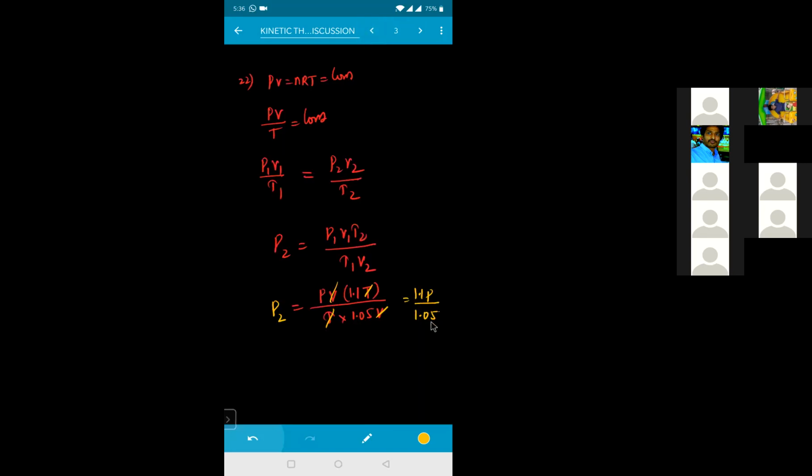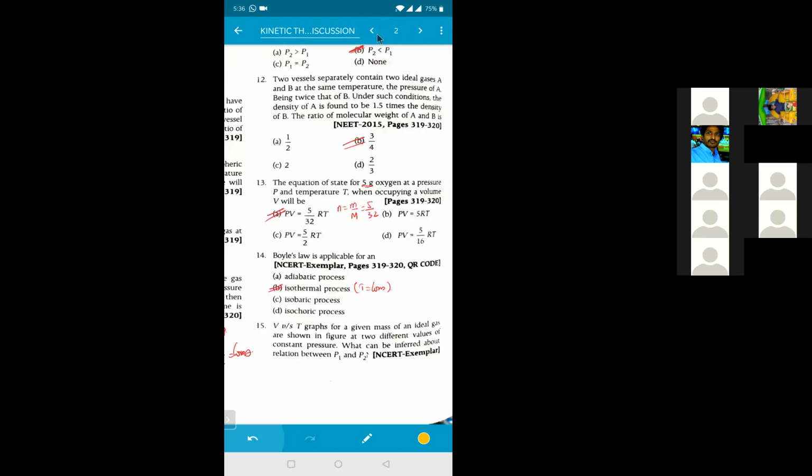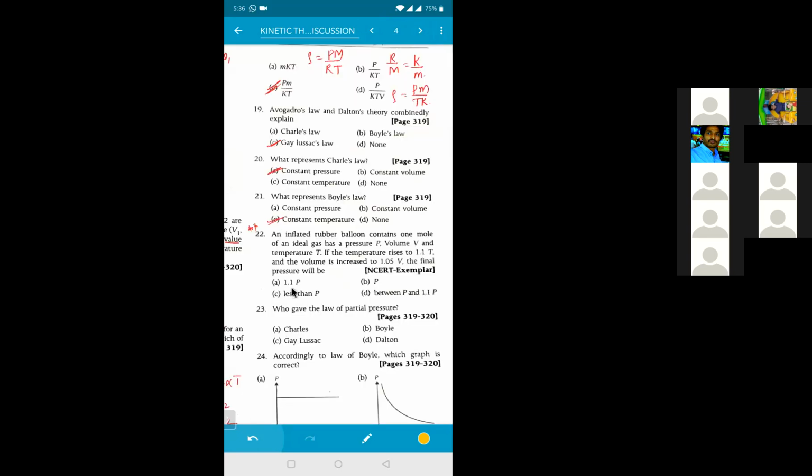1.1 divided by 1. So it should be 1.1 divided by P. It cannot be lesser than P, so it will not be possible to get lesser than P. Sorry, so 1.1 P, it will not even be P. Less than P is not possible. So it should be between P and 1.1.